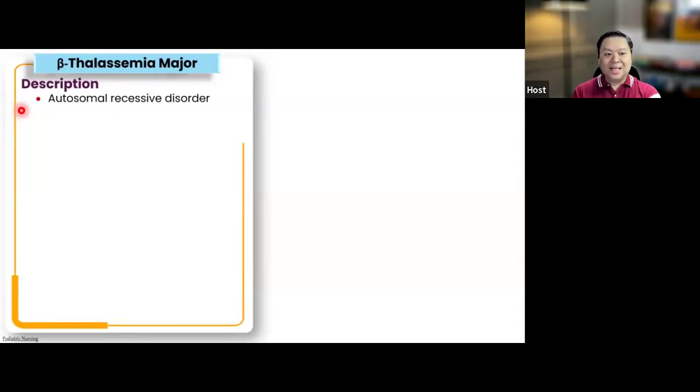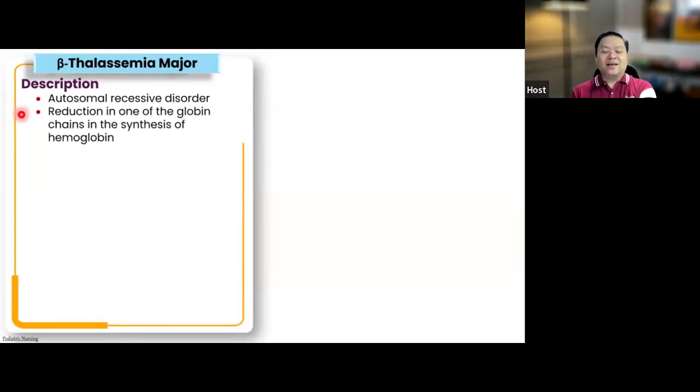So let's move on here. What is going on here is that there is a reduction in one of the globin chains in the synthesis of hemoglobin. And so this is a problem that is common in Italians, Greeks, also Syrians, and those Mediterraneans, mostly people of Mediterranean descent. And so you are going to see this occurring mostly in these people.